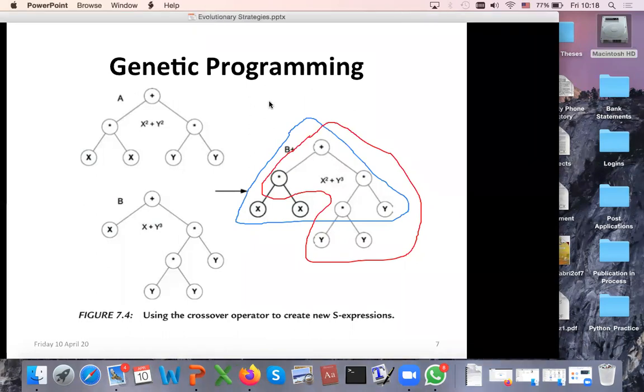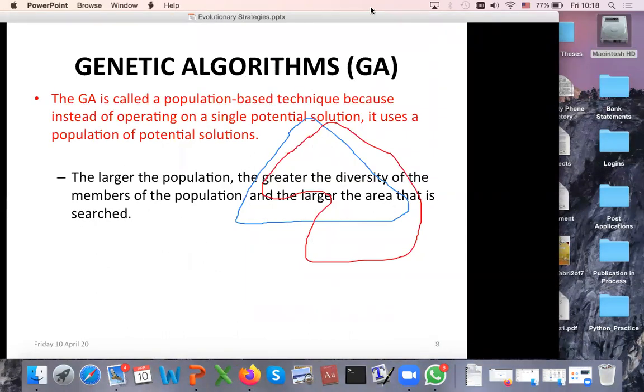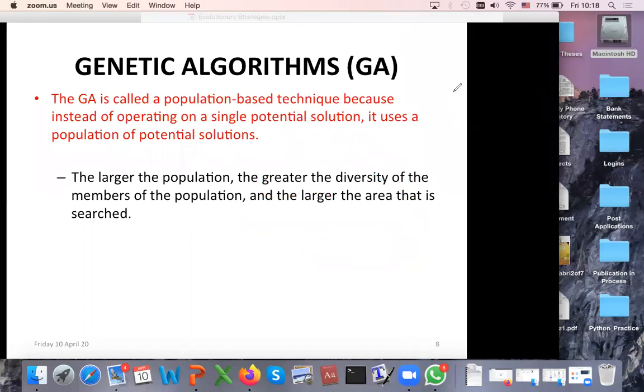So anyhow, move on to the next slide. But first I have to clear this annotation. So just wait. Okay, that's fine now.